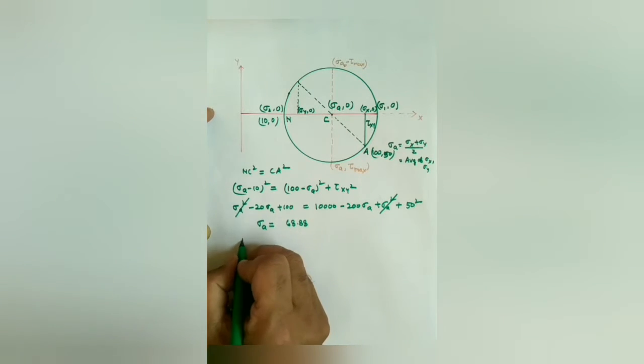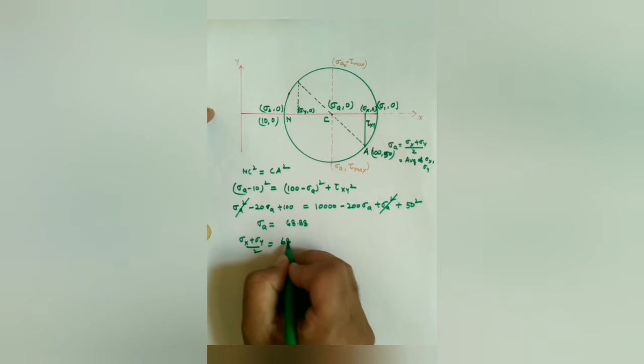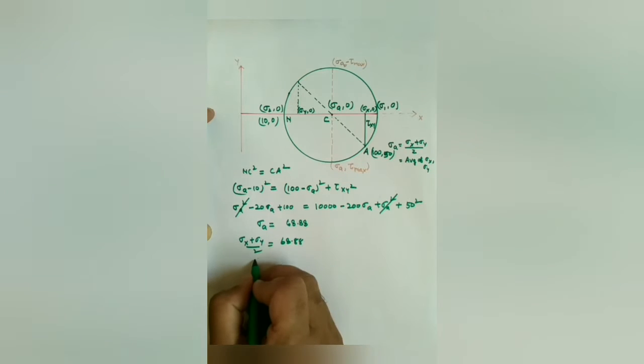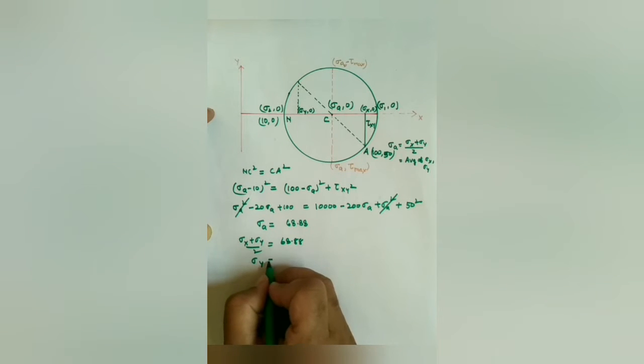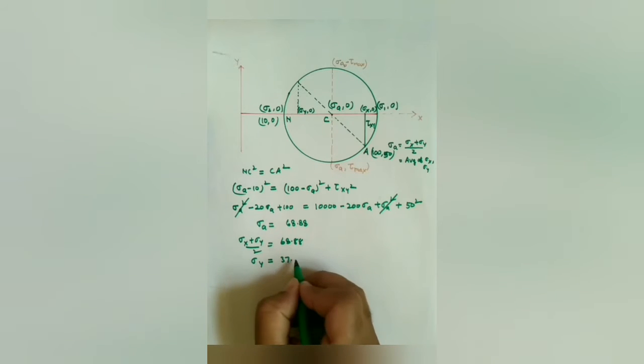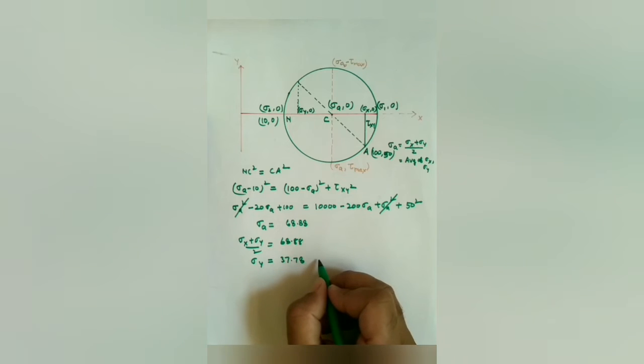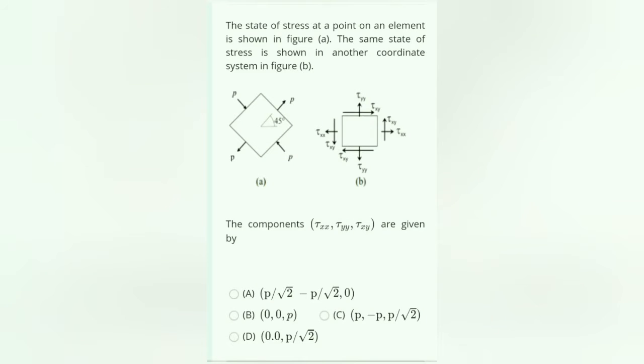68.88. Now we have sigma x plus sigma y by 2 is equal to 68.88. We get value of sigma y is equal to 37.78. So the answer is 37.78. Let's solve another GATE question.